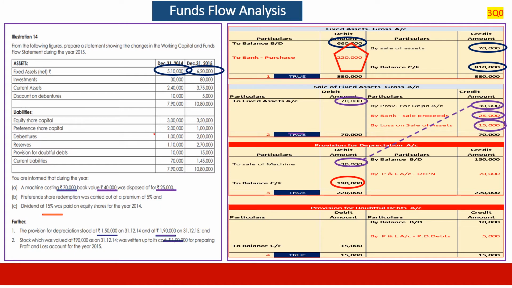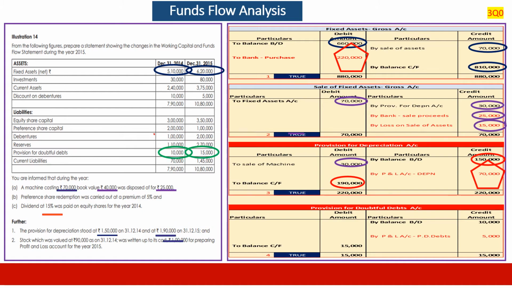Provision for depreciation account. We have to take this 30,000 to that account. Opening balance is 150, closing balance is 190. 30,000 is the depreciation on machines sold. Therefore, debit to profit and loss account during the year is 70,000. This is another missing item we will be getting.